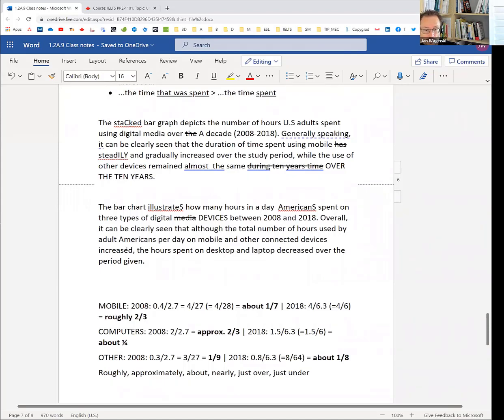Okay, good. Overall, it can be clearly seen that although the total number of hours used by adult Americans per day is increased, the hours spent on desktop and laptop decreased over the period given. Okay, very nice.